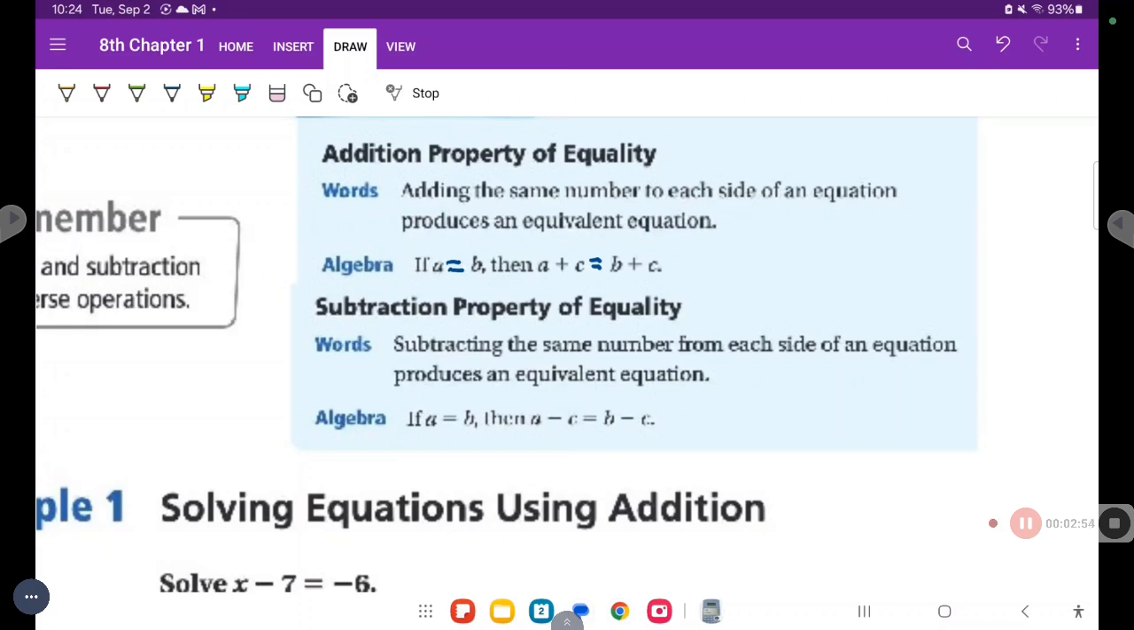Now, with our subtraction property, if A equals B, then I would subtract the same thing from both sides to keep it balanced.